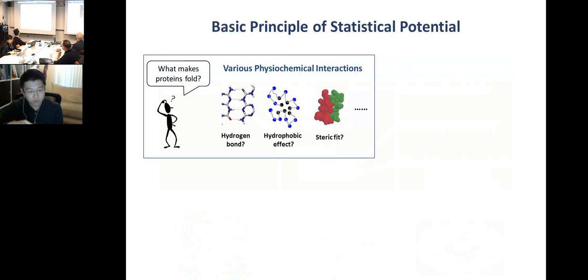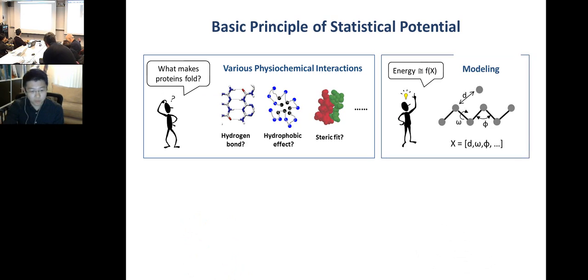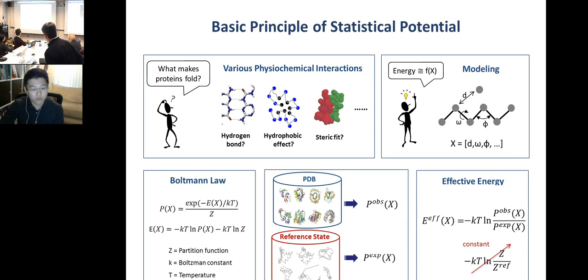So let me explain more details about statistical potentials and their basic principle. There are various factors contributing to protein structure stability and folding. So understanding of protein energies allows us to approximate the interaction energy in terms of structural features. Statistical potentials employ the Boltzmann law to convert the observed frequency of a certain structural feature into the effective energy of the corresponding feature. The observed frequency is counted from the PDB database, and the expected frequency can be obtained by defining a reference state where no interaction exists. And so by combining the observed frequency and the expected frequency, we can obtain an effective potential energy function.